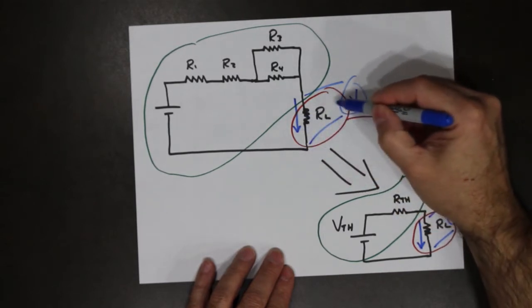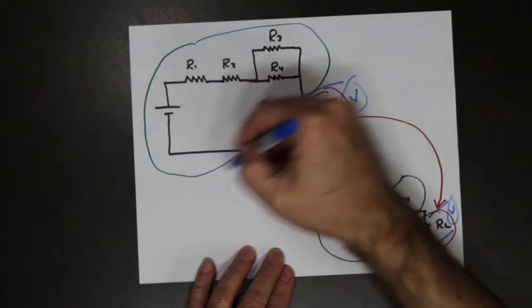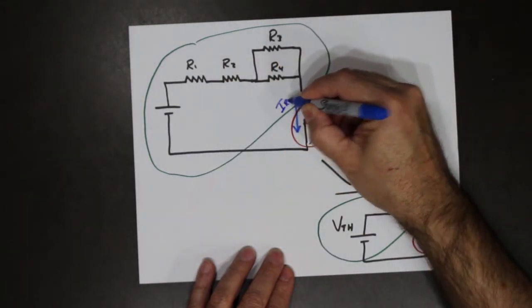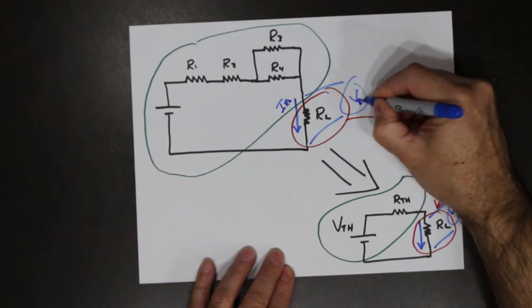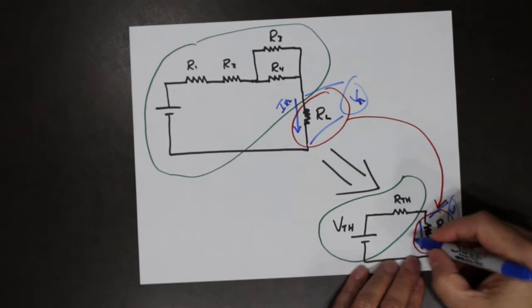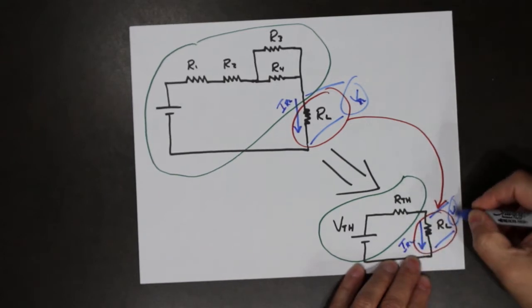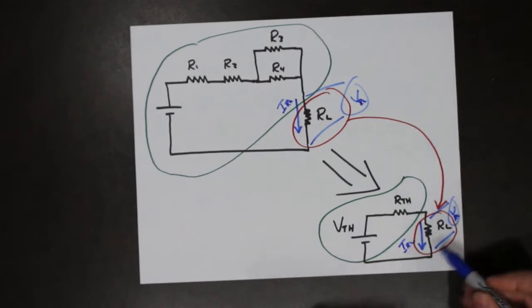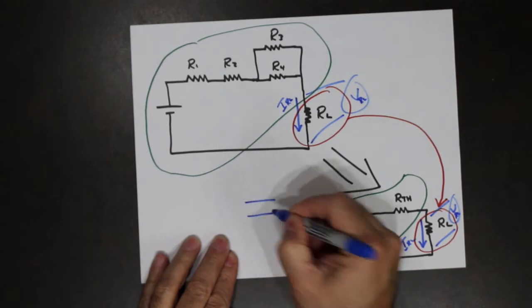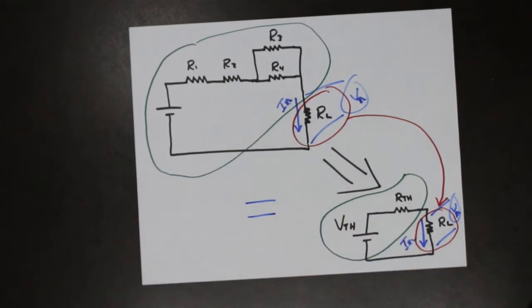This load resistor in this circuit has a certain current and a certain voltage. They must match the current and the voltage that are in this circuit. That's when we know that the two circuits are equivalent to each other, with focus on the load.